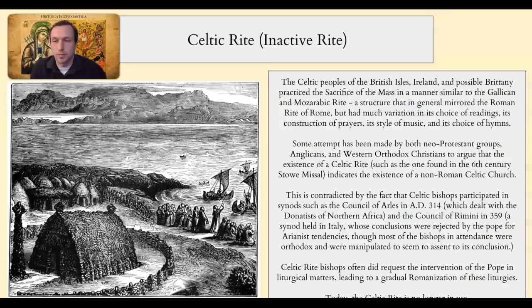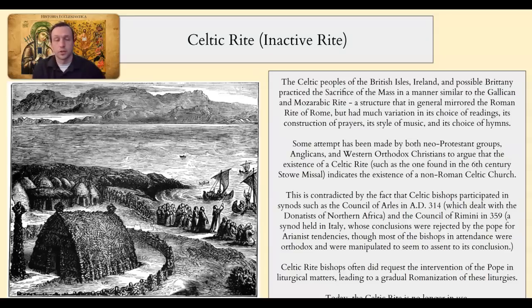Some attempts have been made by neo-Protestant groups, Anglicans, and Western Orthodox Christians to argue that the existence of a Celtic rite indicates the existence of a non-Roman Celtic church. But this is contradicted by the fact that Celtic bishops participated in synods such as the Council of Arles in 314 AD, which dealt with the Donatist heresy, and the Council of Rimini in 359, which was a synod in Italy, whose conclusions were ultimately rejected by the Pope for Arianist tendencies, although most of the bishops in attendance were in fact faithful Orthodox Catholic bishops.